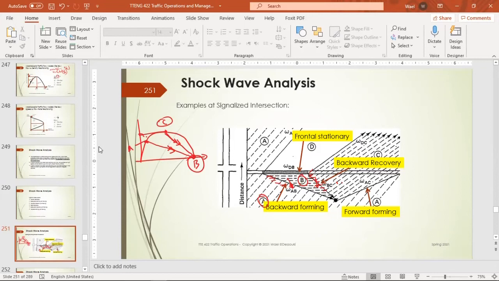Let me give you a clearer example. If we have a queue standing at a signal, okay? Excellent. When the signal turns green, the 10th vehicle, is it going to move? No, it's not going to move right away. It will keep standing until the vehicles ahead of it move, or until the change of state arrives to it, or until the shock wave arrives to it.